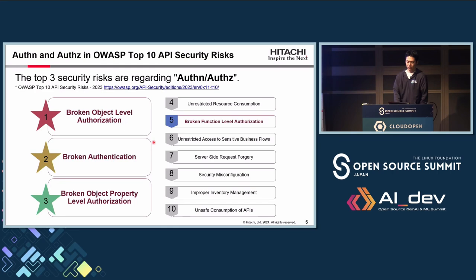Authentication and authorization are some of the most important considerations for cloud-native applications. This is clear from the OWASP top 10 API security risks. The top three security risks are regarding authentication and authorization. Number one is broken object-level authorization. Number two is broken authentication. And number three is broken object property-level authorization. Also, number five is a security risk regarding authorization, broken function-level authorization. I break down the authorization security risks a little more in the next slide.